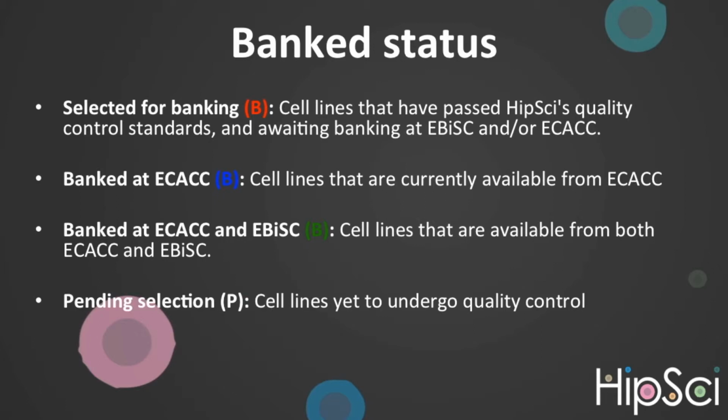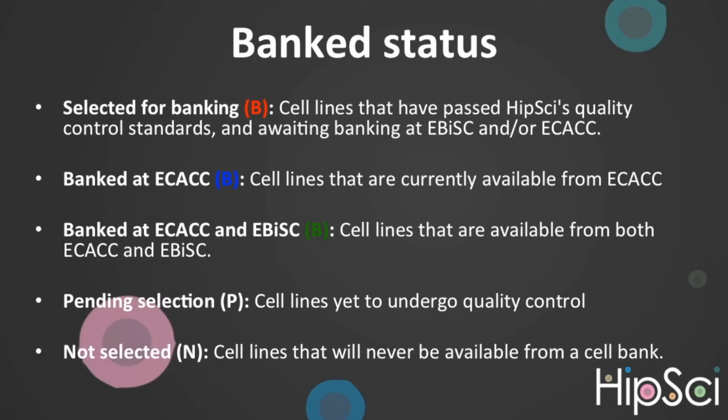A letter P stands for pending selection, and this means the cell line has yet to undergo quality control checks. And a letter N means the line has not been selected. These cell lines will never be available from a cell bank. Typically, this means another cell line from the same donor has been preferentially selected, or the line has failed to pass quality control checks.